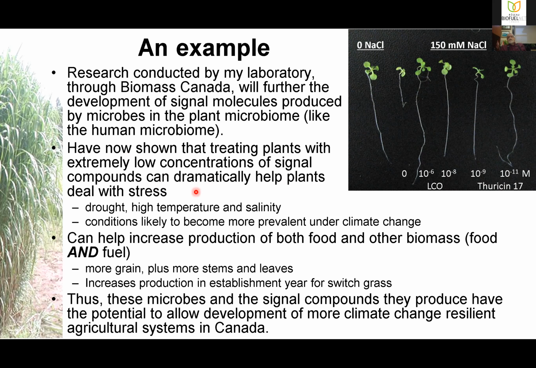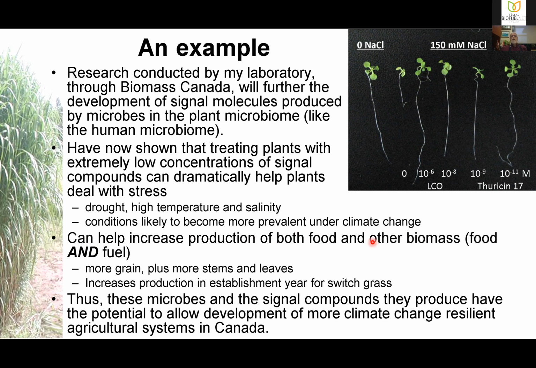There's a lot of thinking behind this. We're just writing a review paper around it now about why this might have happened. But anyway, drought, high temperature, salinity, all of these are potentially associated with climate change, and these conditions are likely to become more prevalent as climate change develops. So these can help increase production of, in the end, both food and fuel. If you're looking at residual biomass, it will increase if it increases the overall growth of plants, especially when stress is occurring. You'll get a bigger plant.